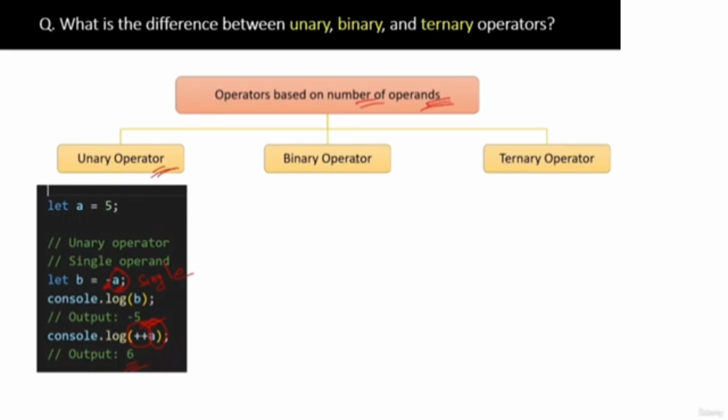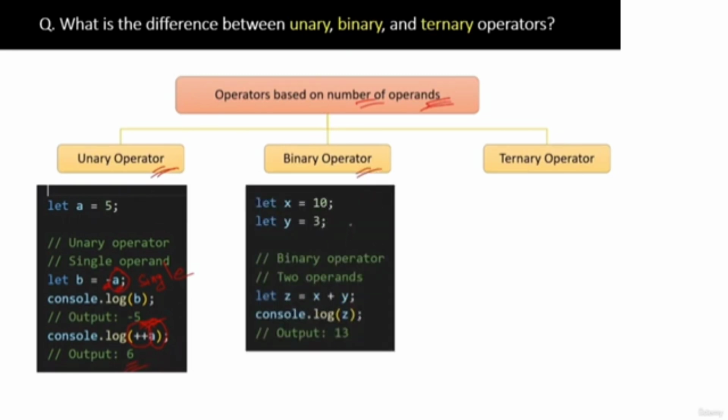The second one is the binary operator. You can see the code here. We have two operands x and y. Here this plus operator is dealing with two operands. That's why we call it a binary operator.